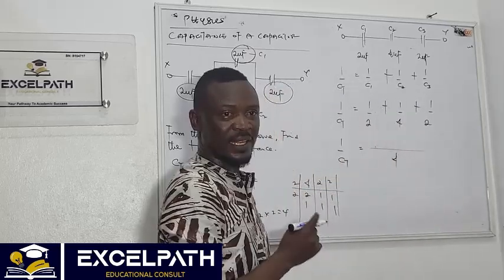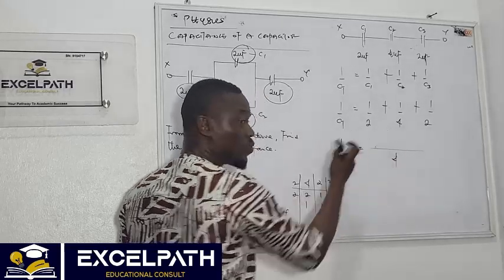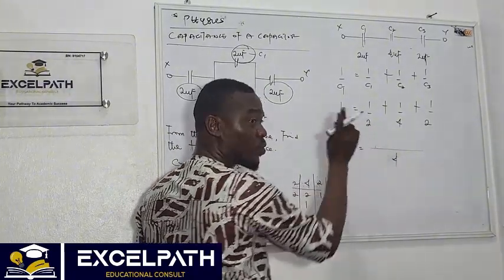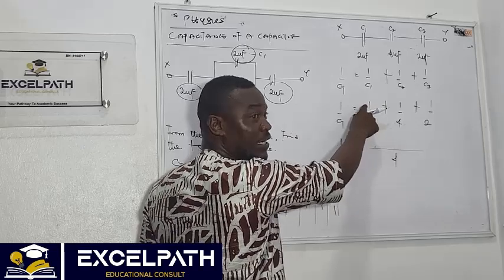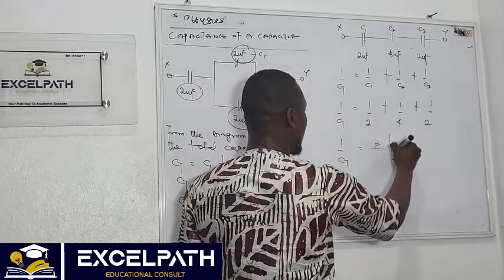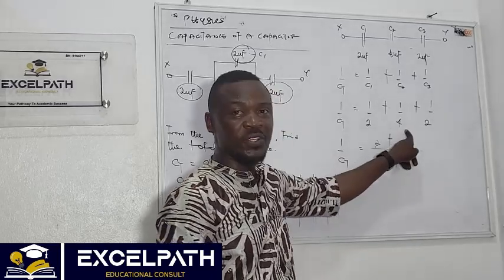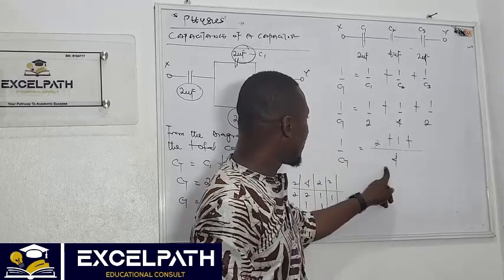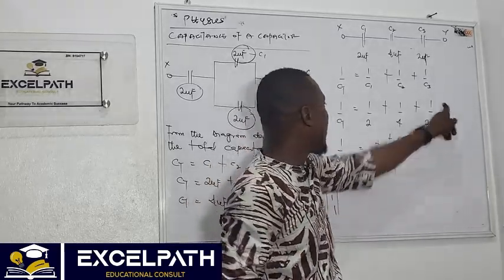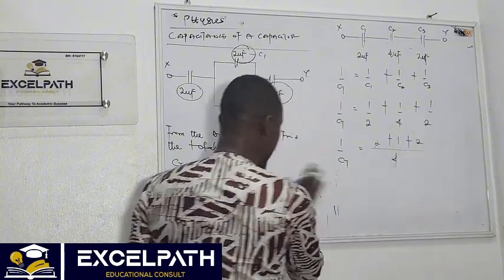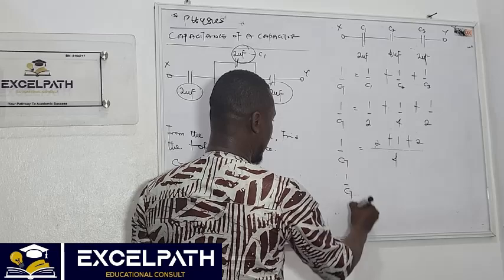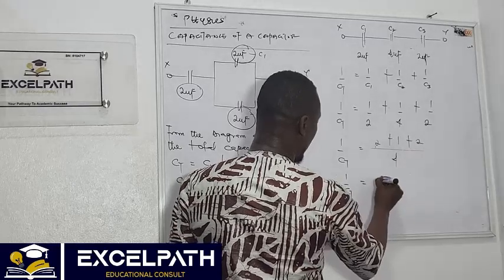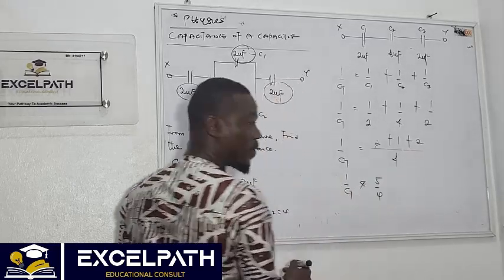You draw your division sign. 4 divided by 2 is 2. Use that 2 to multiply the numerator, giving you 2. Plus 4 divided by 4 is 1, and 1 times 1 is 1. Plus 4 divided by 2 is 2, multiplied by the numerator again is 2. From here, 1 over C total equals 2 plus 1 is 3, plus 2 again is 5, over 4.